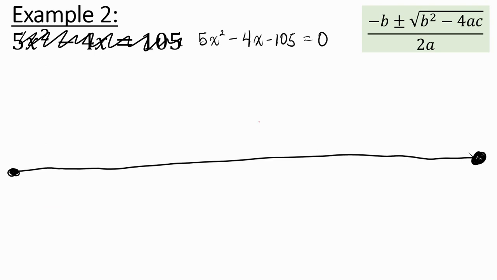Okay, take a second and identify your A, B, and C on your own. So they are positive 5 for A, negative 4 for B, and negative 105 for C. All right, so let's do this piece by piece. Let's do just the positive one first. So please, on your own, take a second and just plug the numbers in. Don't go ahead and simplify yet, but you can check your formula before you move on.